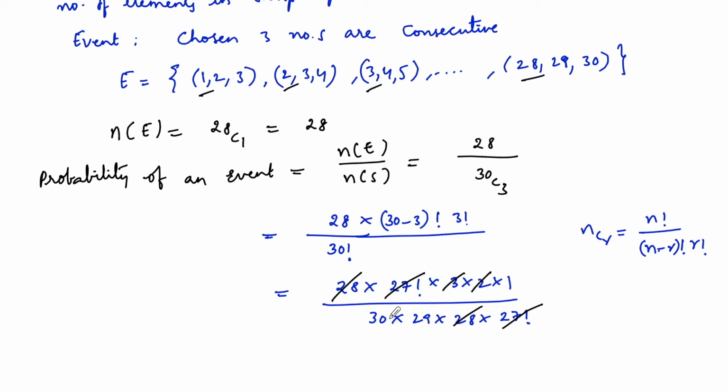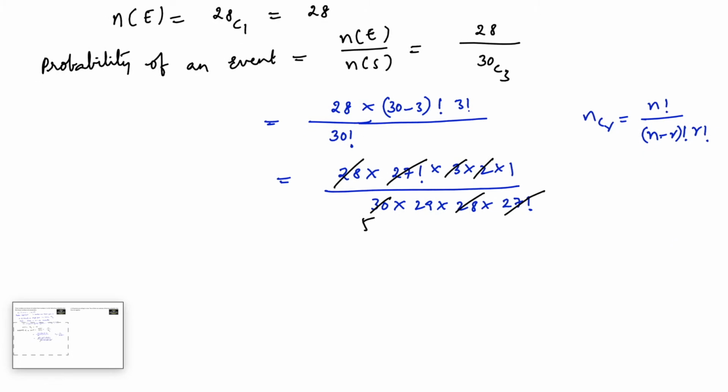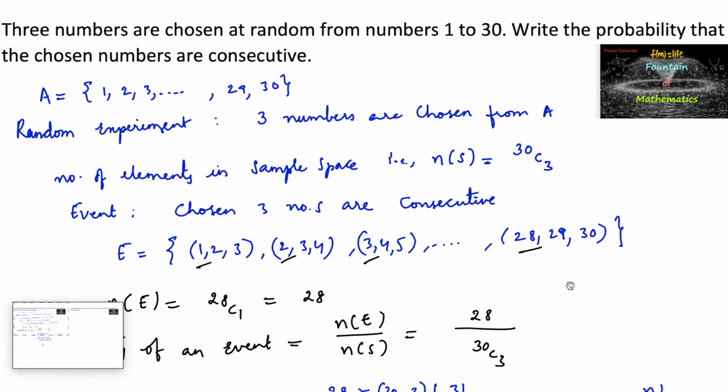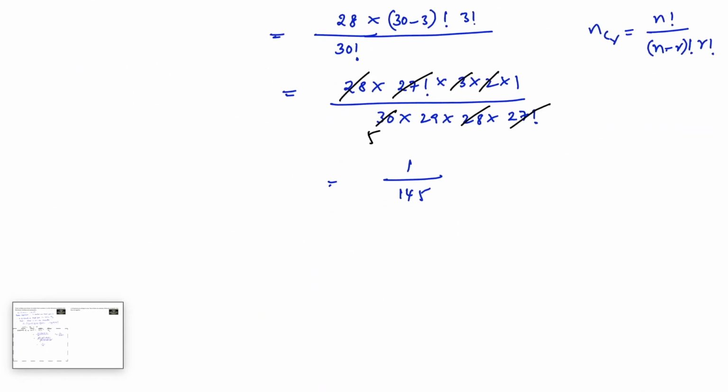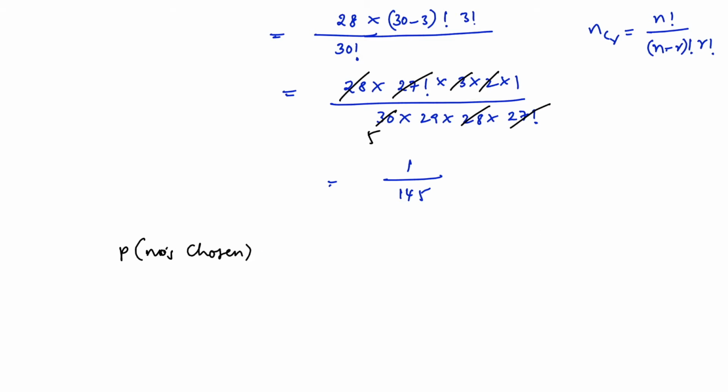So here 3 twos are 6, 6 fives are 30. So finally we'll be getting 1 upon 29 into 5 times, 25 is 100, 9 fives are 45, so it is 145. So the probability of getting 3 numbers which are consecutive, that is, the 3 chosen numbers are consecutive, is 1 upon 145.